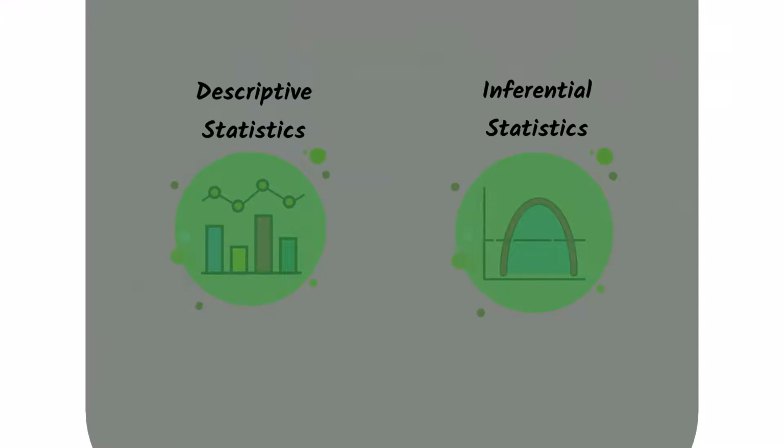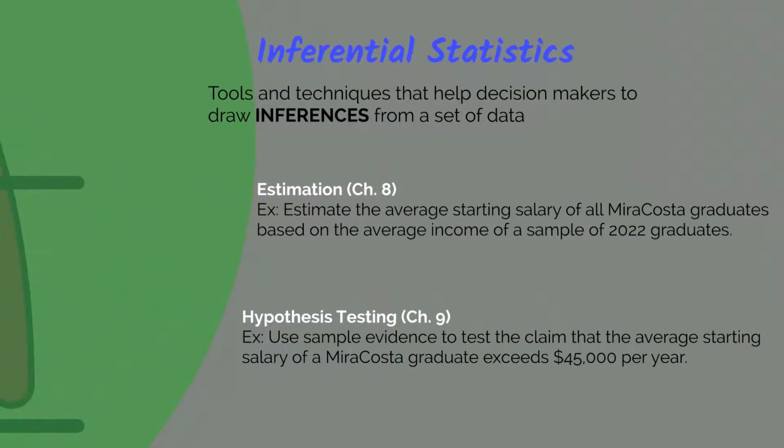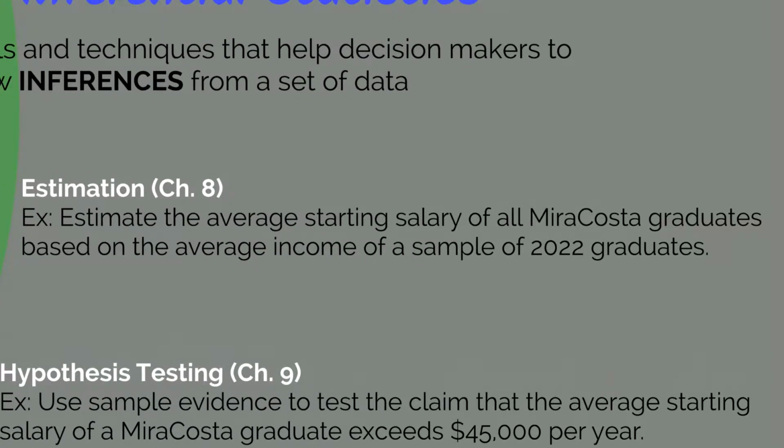The second category is inferential statistics. This involves the tools and techniques to help decision makers draw inferences on a broader population from a smaller subset of data. In Chapter 8, we learn how we can estimate a single population parameter based on a sample. So for example, it's not feasible to know the starting salary of every MiraCosta graduate, but we could collect a sample of graduates and then estimate it based on the average of the graduates in the sample.